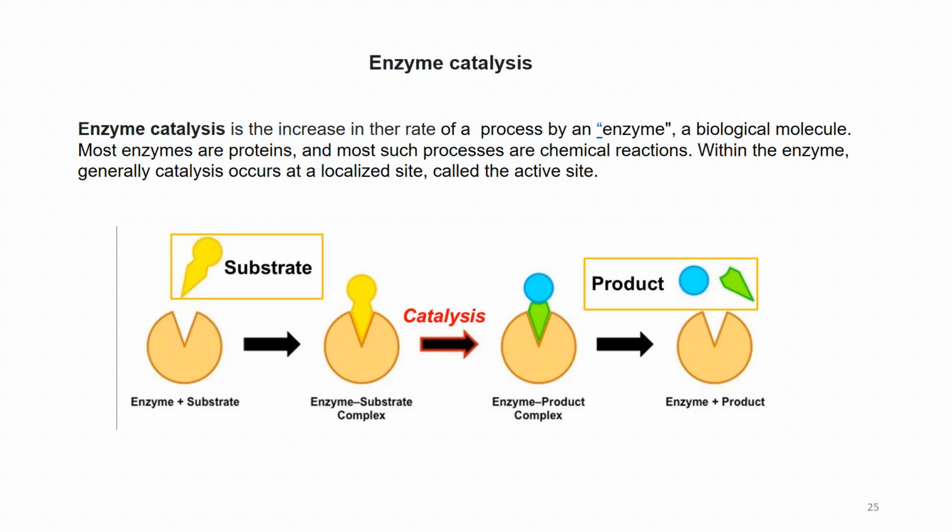Within the enzyme, catalysis generally occurs at a localized site called the active site. So in the case of an enzyme, there is a specific site, and it reacts with a specific substrate. It has this type of shape, so it will just react with a substrate having this shape, which fits into it and undergoes catalysis, forming the product. After the product formation, the enzyme removes the product from the system, and we get our desired product.